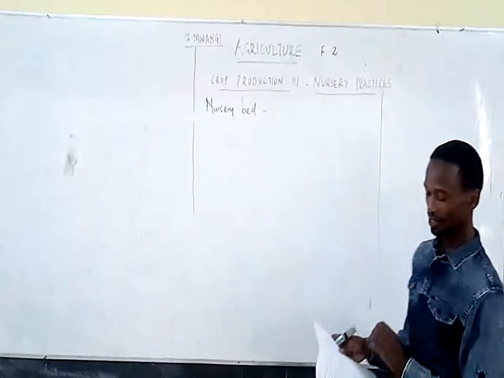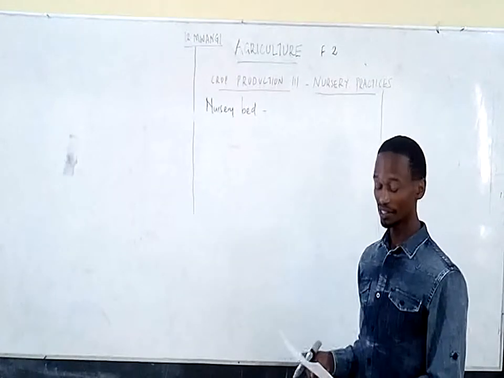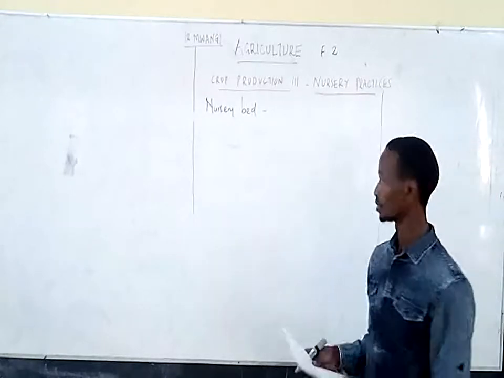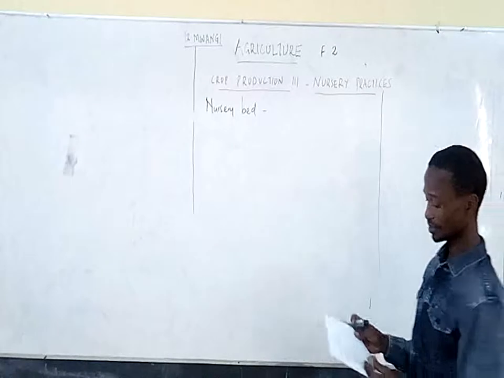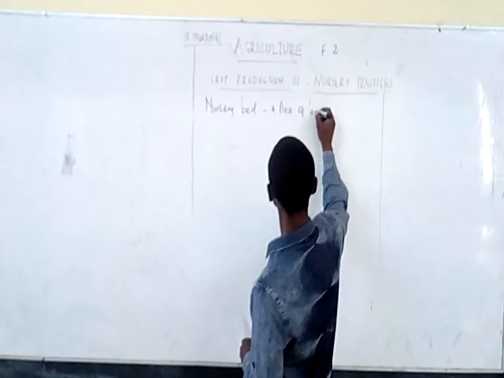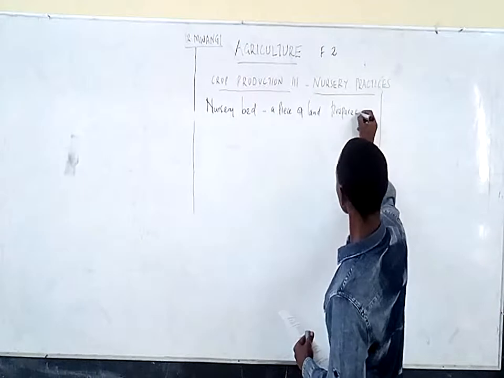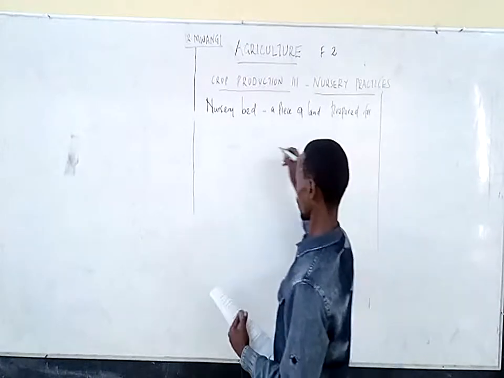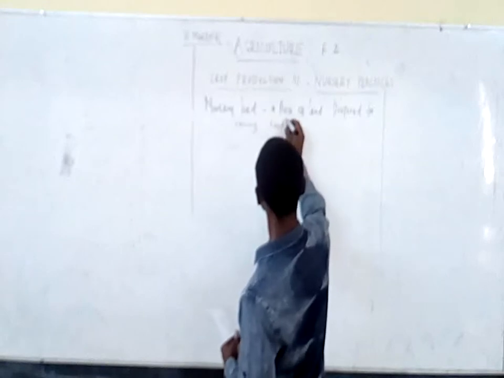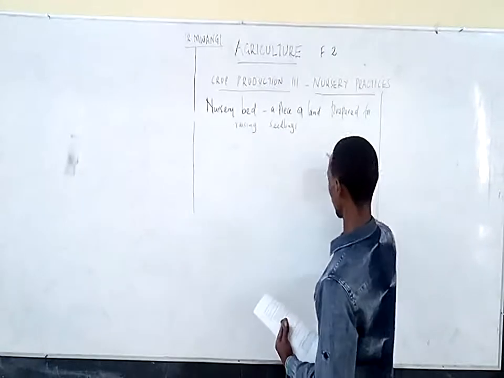A nursery bed is a special piece of land prepared for raising seedlings which normally will not be sown directly into the field. So we can define the nursery bed as a piece of land prepared for raising seedlings, which would normally not be sown directly.